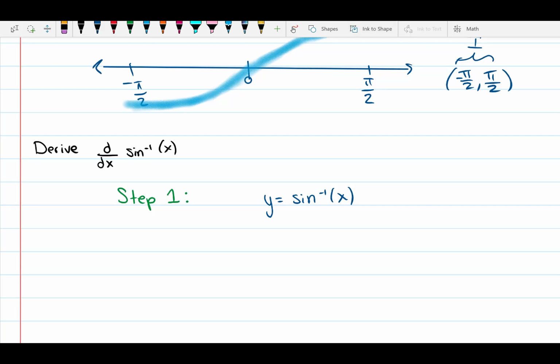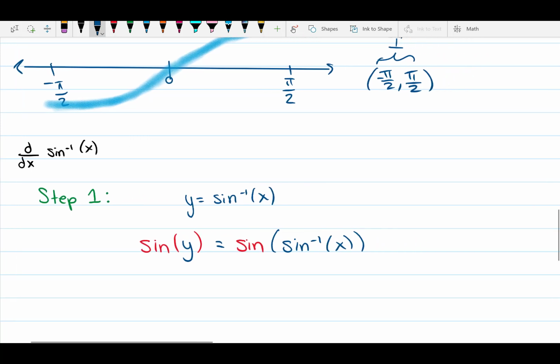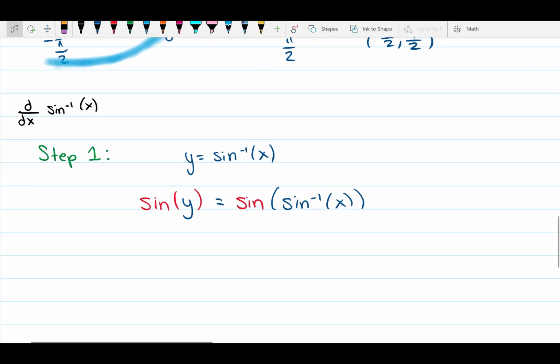So what we're going to do here is take sine of both sides. So we get sine of y is equal to sine inverse of x. The reason we do this is this is how you get rid of sine inverse. You take the sine of both sides. So we're left with sine of y is equal to, and sine inverse cancel each other out. So sine of y is equal to x.